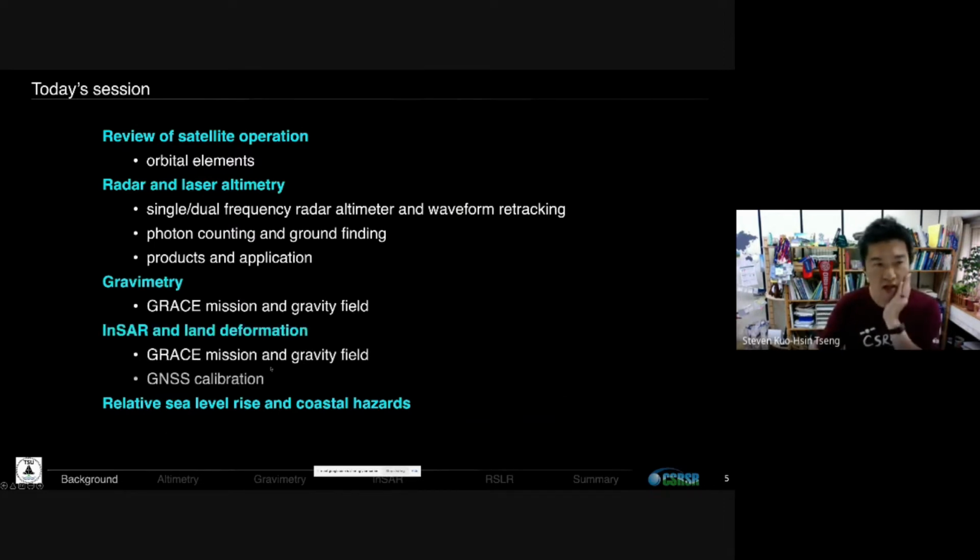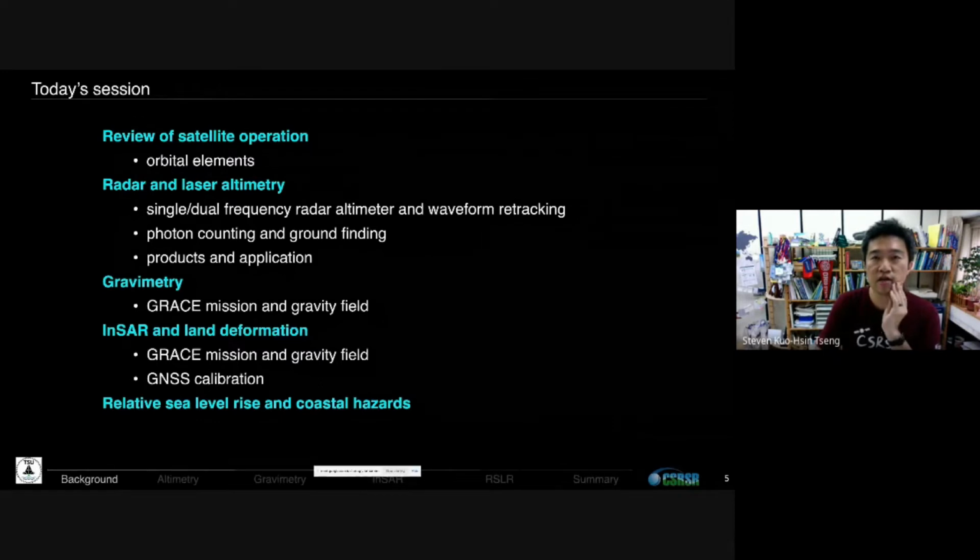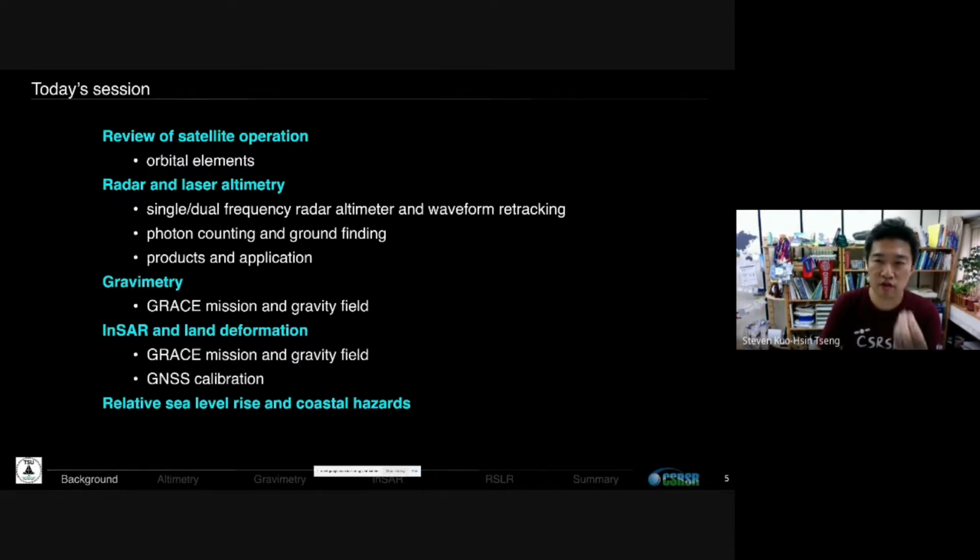So today I'm gonna cover a list of topics. I'm gonna start with orbital elements, because when we talk about satellites, we need to know these Kepler's elements. When we talk about the inclination, the revisit period, and the altitude of the satellite, then you will know that better. Then I'm gonna continue with radar and laser altimetry to measure surface height.